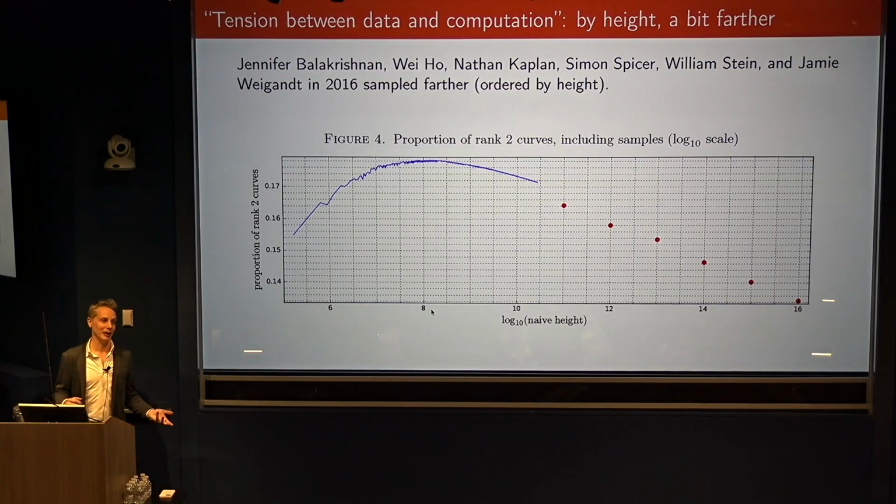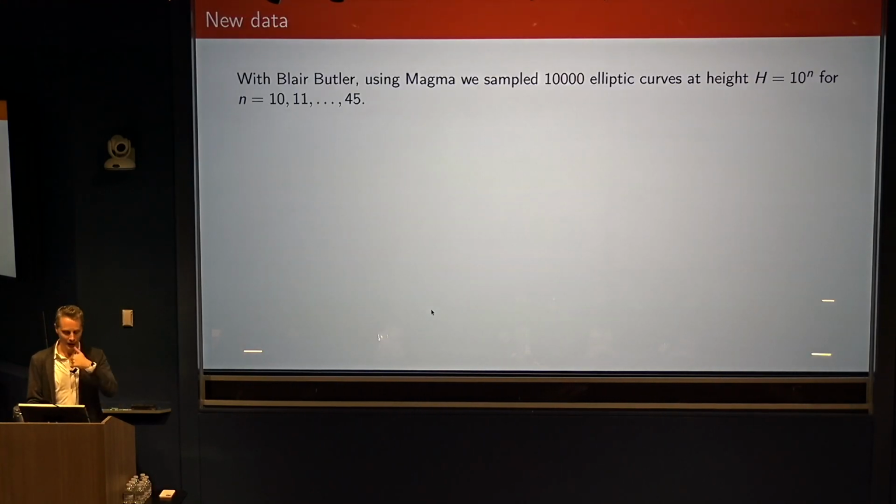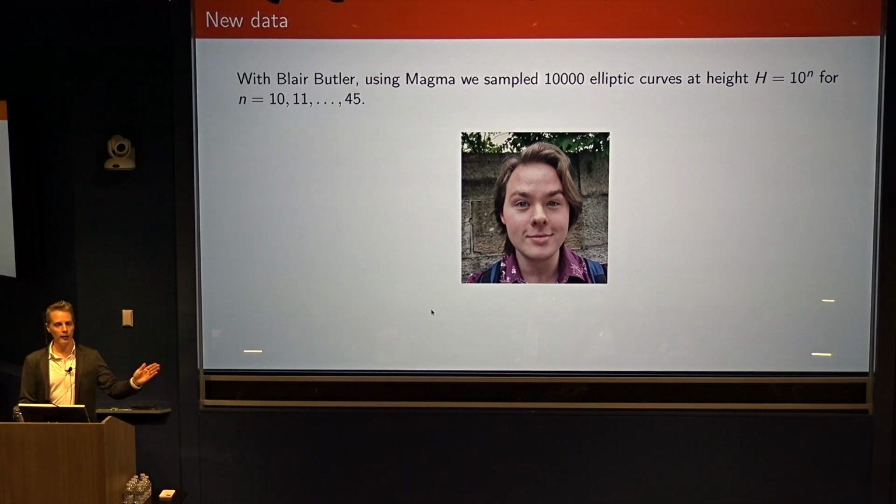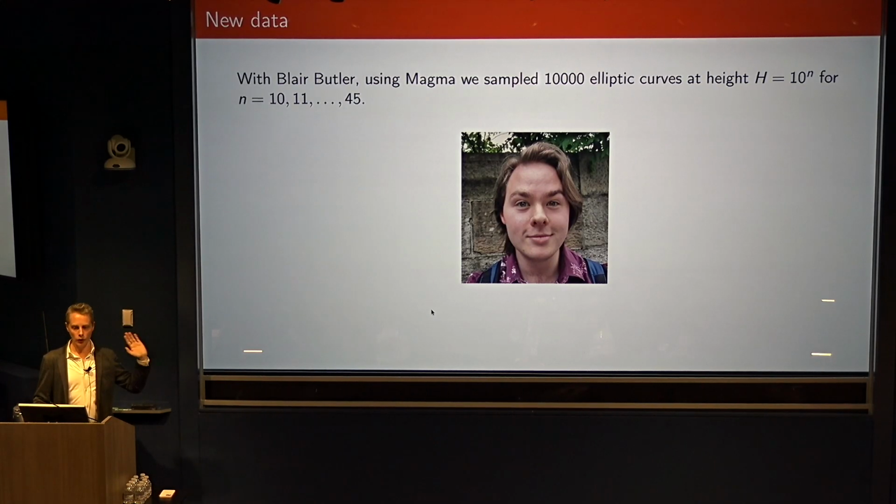But we got to go big. We decided to do some computations on much larger scales. Some new data, this is with my PhD student, Blair Butler. We took 10,000 random elliptic curves. It's not hard to get a random elliptic curve at a given height, just generate the A and the B in that size, from my set E less than or equal to H. We did it for 10 to the n with n from 10, which is more or less the left-hand side, all the way up to 10 to the 45th.